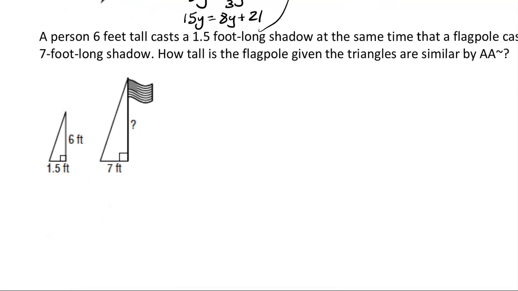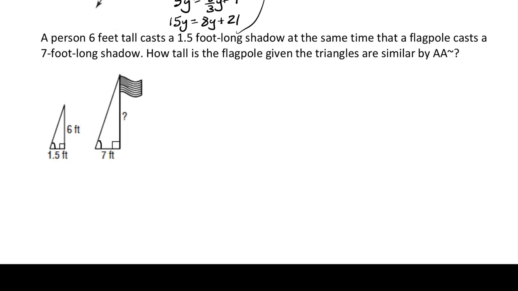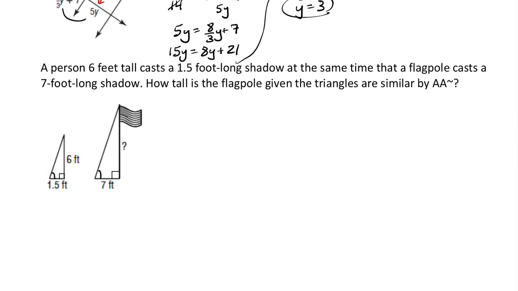And then lastly, we have similar triangles here. These two angles would be congruent, and the 90 degree would be congruent. So we could just set up a proportion. This isn't really the triangle proportionality theorem, but we could say 6 over 1.5 must equal the unknown x over 7. And we're told here that they are similar by angle-angle similarity. So you can cross-multiply and solve for x, and that would be how tall the flagpole is.